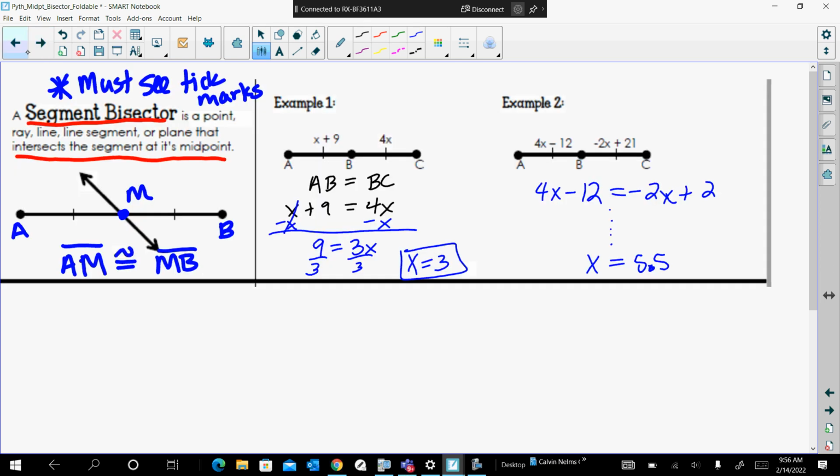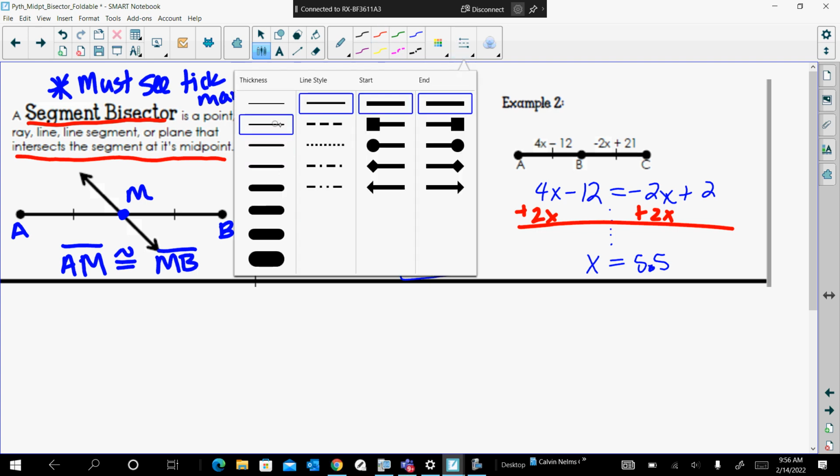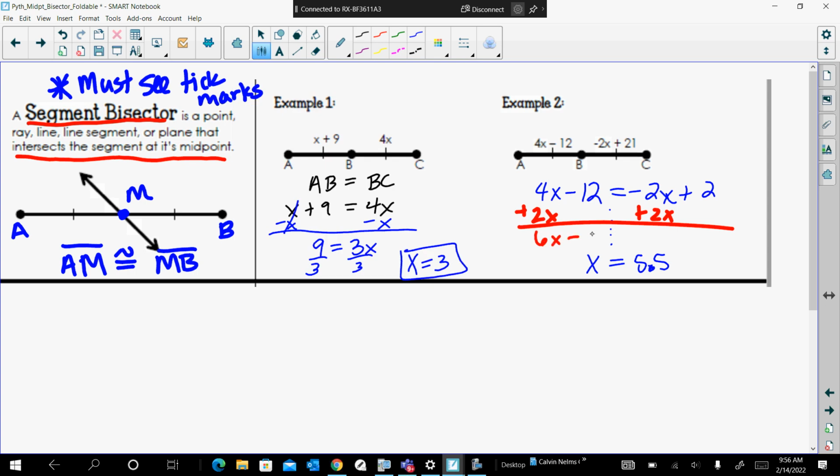You should have started off by adding 2x to both sides. That's the smallest variable. So that would have left you with 6x minus 12 equals 21, sorry. Which would have been 6x equals 33. And it should be 33 divided by 6, which is 5.5.